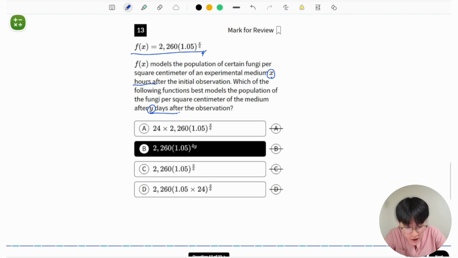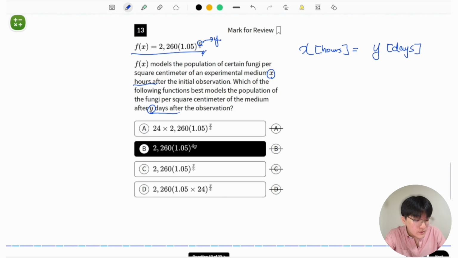So we want to change this value of x into a value of y. So we need to find a conversion metric. And the way we're going to do that is we know that x is equal to hours and y is equal to days. Okay? So if we have 24 hours, let's just say, then how many days is that? That's 1 day, right? So what is the discrepancy? If it's 48 hours, how many days is that?